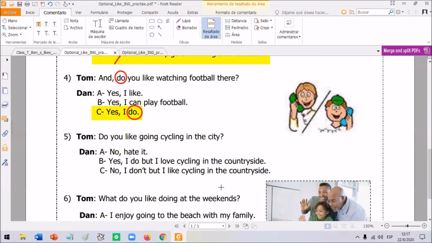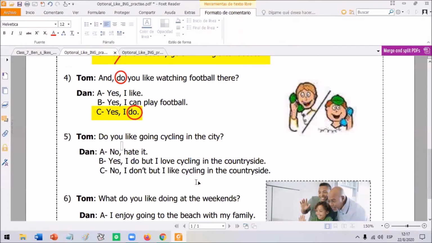No, I don't, but I like cycling in the countryside. Oh, okay. Vamos por partes. La primera. No, hate it. Yo antes la leí mal. Leí I hate it. Si no te diste cuenta, ¿sí? Ya te dije cuál era el error. Acá falta la persona, justamente. ¿Ok? Tendría que decir, para que fuera correcta, no, I hate it. Pero no dice eso. Entonces no me sirve.